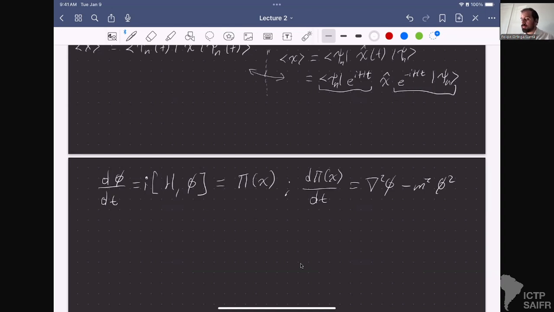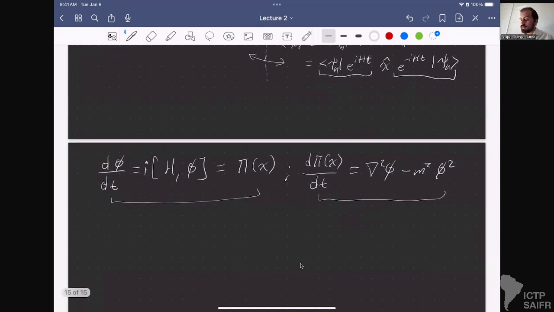If you combine the equations together, this equation and this equation, you find that your field has to satisfy this equation. But now this is at the operator level. These are operators in QFT. So the operators in QFT, at least in the free theory, actually satisfy the same equations of motion as in the classical free theory.